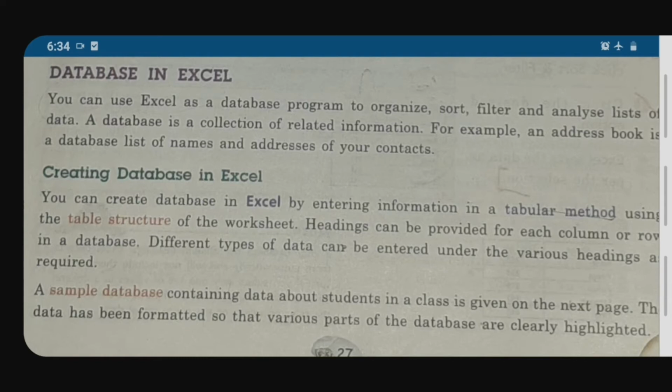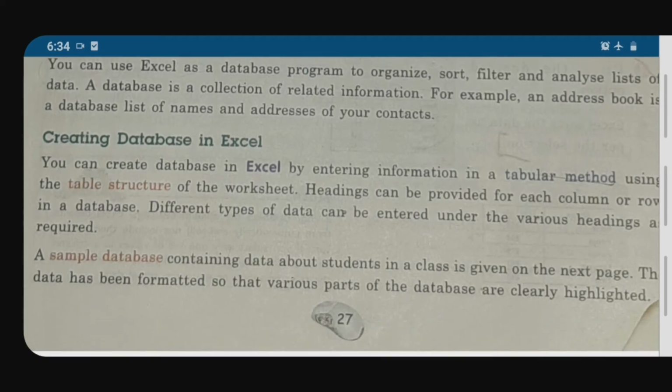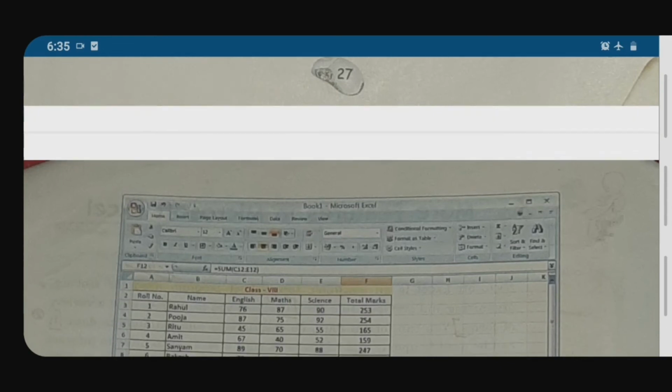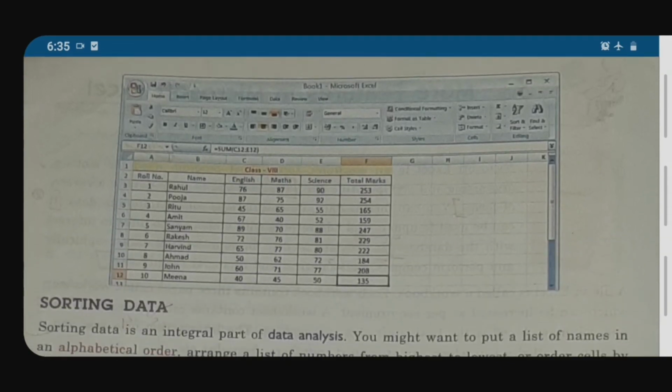A sample database containing data about students in a class is given on the next page. You can see in the next page one sample is given. The data has been formatted so that various parts of the database are clearly highlighted. This is an Excel worksheet, and here you can see roll number, name. This is an example of a database. You can see how we are filling in the information and organizing it properly. All the results and big calculations we are easily able to do in Excel only.